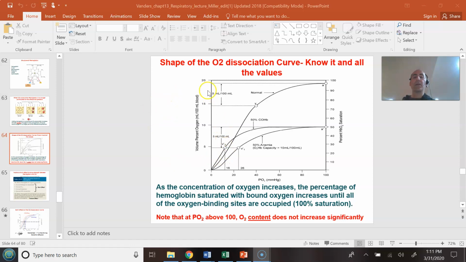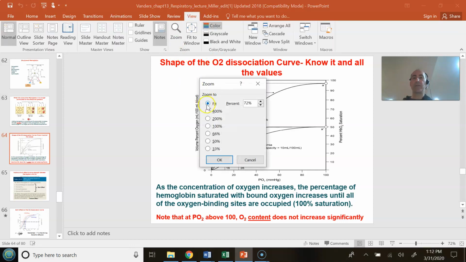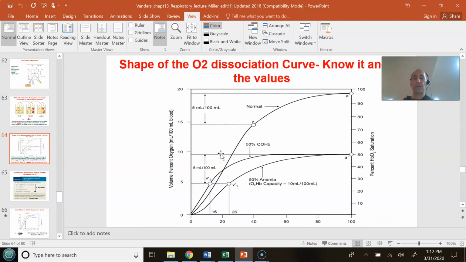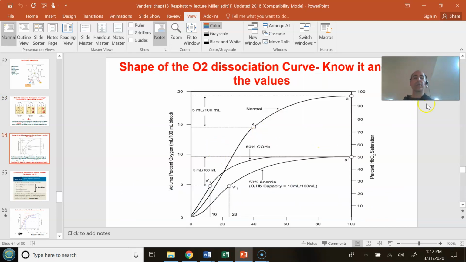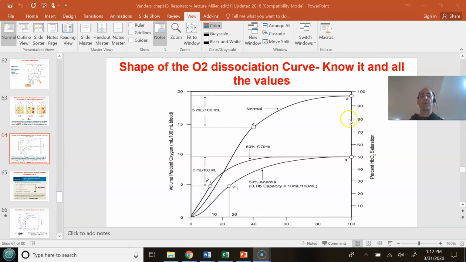So this graph that you see here is called the oxygen or the hemoglobin dissociation curve. So what does that mean? So let's try to blow this thing up a little bit. Okay. So, move this over. There are 2 y-axes here. The percent saturation, in this case, happens to be on the right. Oftentimes it's on the left.